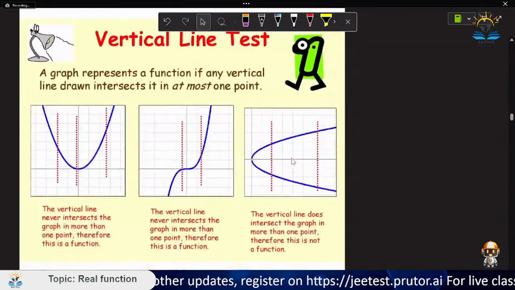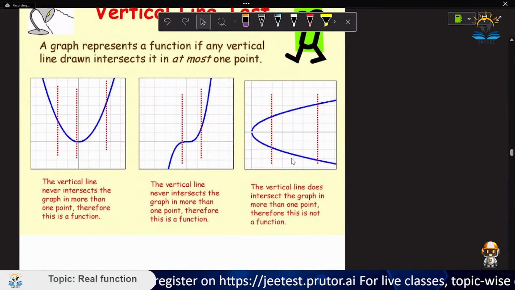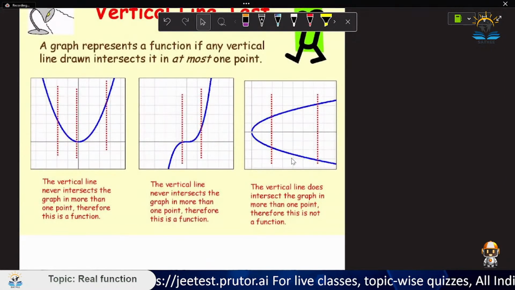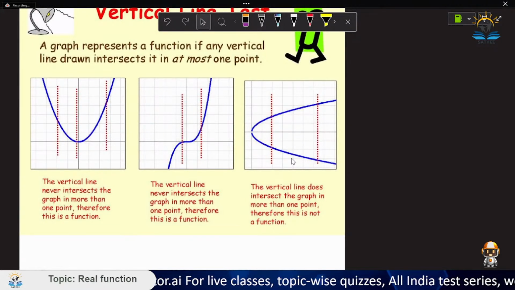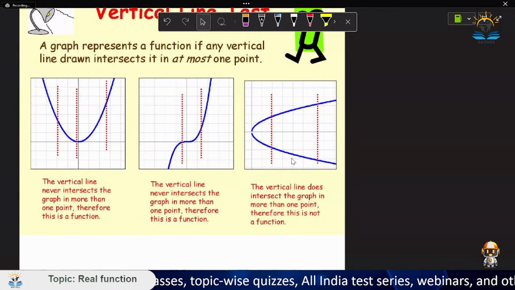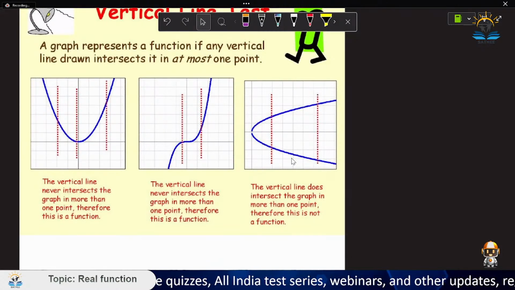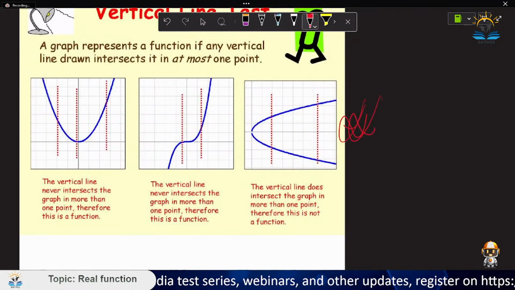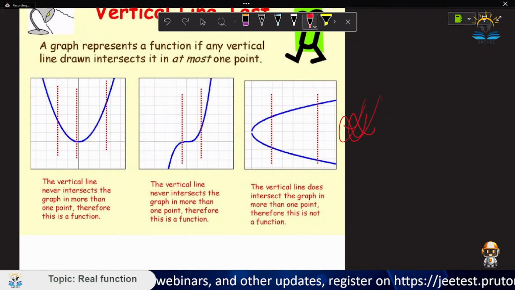Yes, so the vertical line test. The vertical line test simply says whether a plotted graph is a function or not. It states that if you draw a vertical line on a graph, and it intersects the graph at more than one point, it means it is not a function. It is not a correct answer for a function. So this is intersecting at more than one point, so this is not a function, because by definition there should be only a single y for a single x, right? So this is not a function. These are functions.